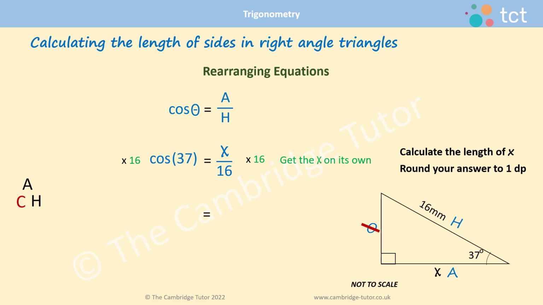So now, on this side we have x on its own, and on the other side we have the cos of 37 multiplied by 16. Put that into your calculator. Cos 37, close the bracket, multiplied by 16 equals 12.7781 and so on, and you're rounding to one decimal place, which is 12.8 millimetres.